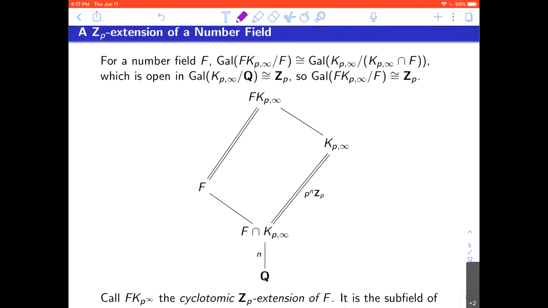Okay, so we saw an example of a Z_p extension of the rational numbers. So what about other number fields? Well, you can just take a composite.